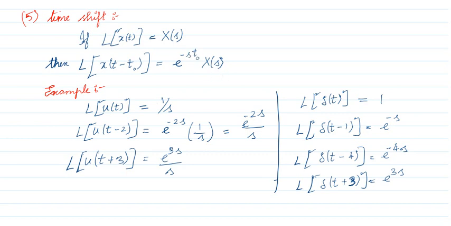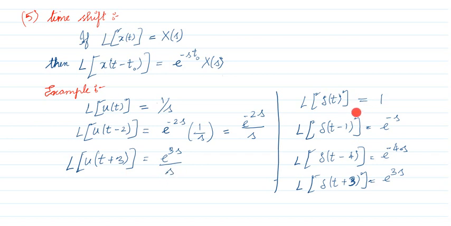Now look at this example, you can understand clearly. We know the Laplace transform of u of t is 1 by s. So what is the Laplace transform of u of t minus 2? I can apply the time shifting property. How much is it shifted? 2 units. So e power minus 2s into 1 by s. The Laplace transform of u of t is 1 by s, so I am putting 1 by s in place of x of s. Next, if it is t plus 3, then u of t plus 3 means e power 3s into 1 by s.